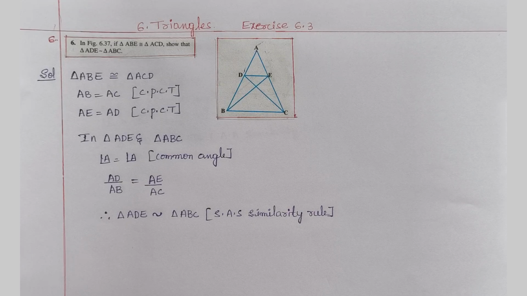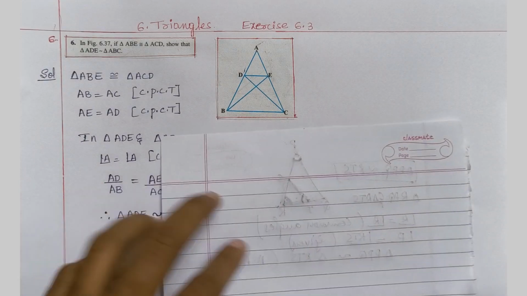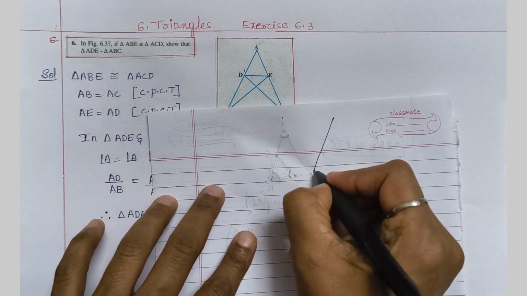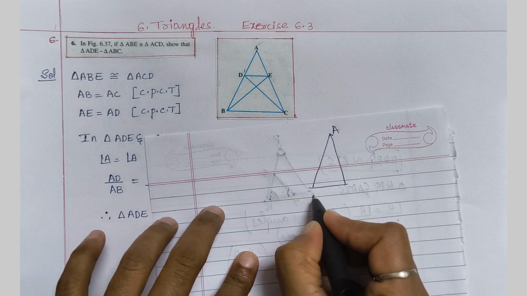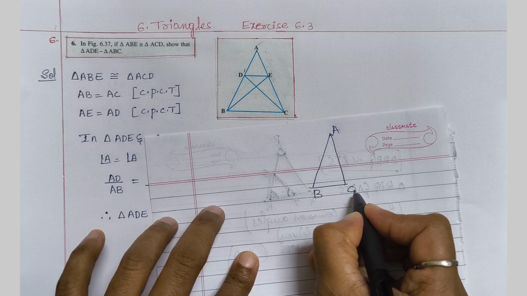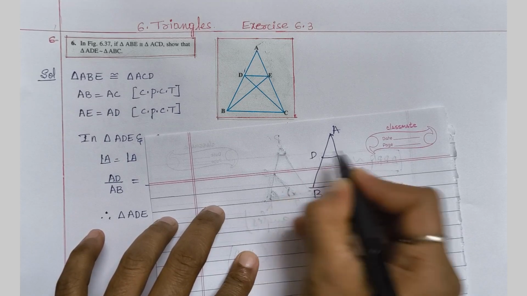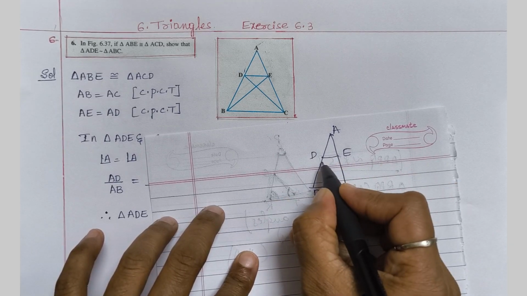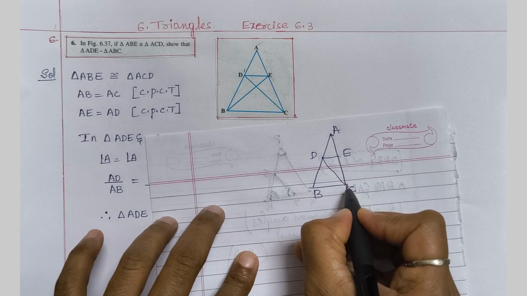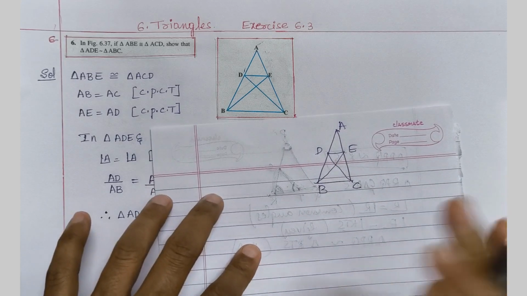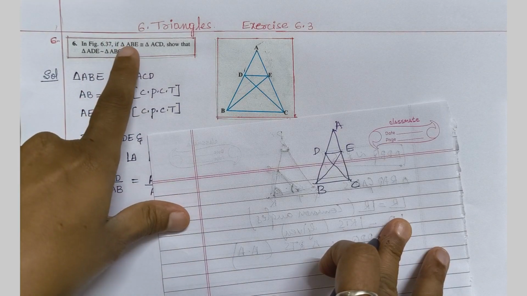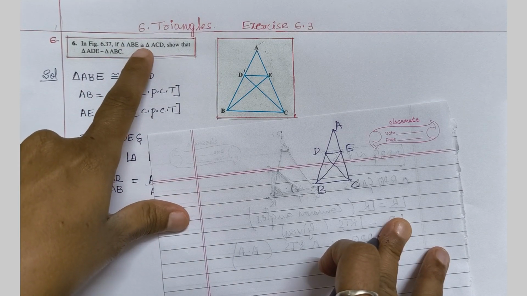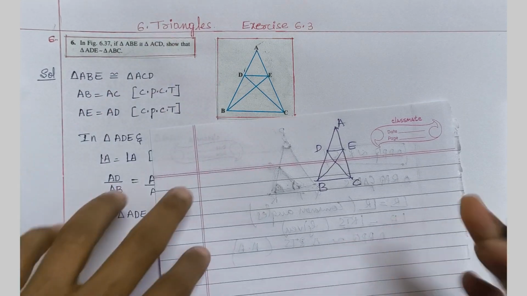Now see here carefully. Now I will draw the diagram. This triangle is A, B, C. Next, here D is there. Next, join this one, and this also join here. What is the clue here? Only one clue is there: triangle ABE is congruent to triangle ACD. Try to understand.